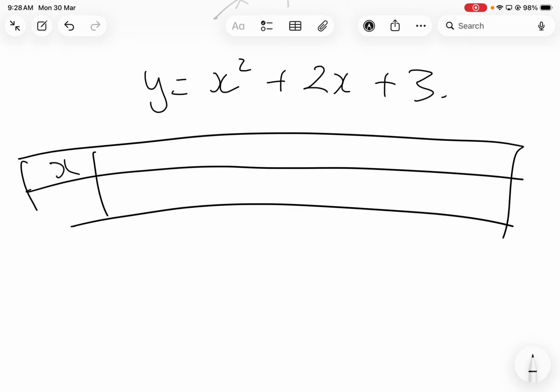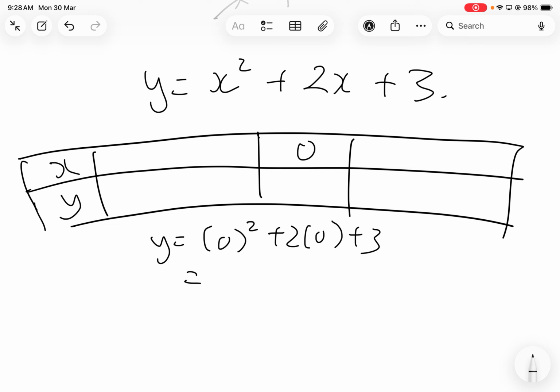Okay? It will still be your x and your corresponding y. Then same, you will be asked, when x is 0, what is y? 0 plus 0 plus 3. When x is 0, I do my substitution, then found that y equals 3. Then I can fill in this point over here.